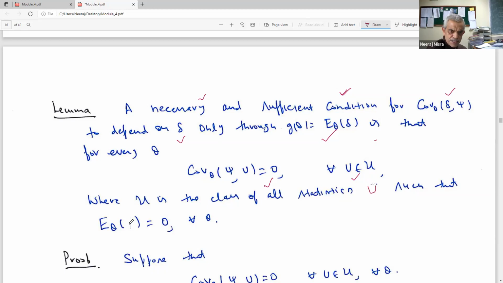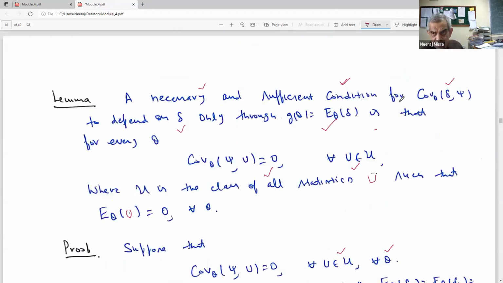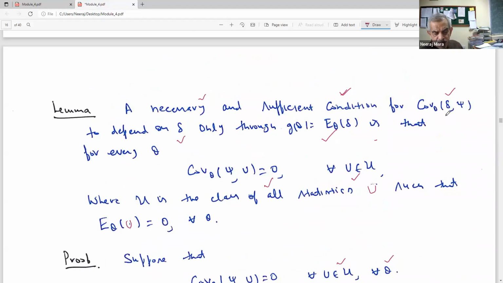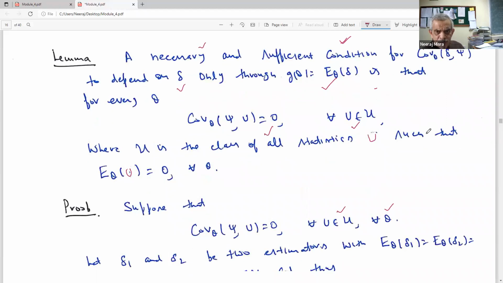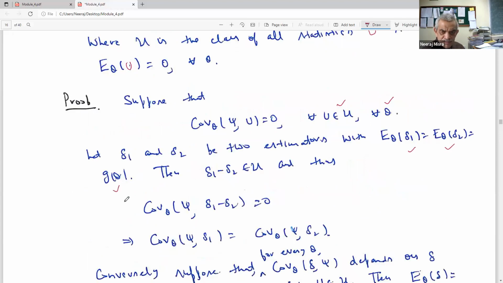Call the class of all such U, those with expected value zero, as script U. So let's try to see that. Suppose covariance of psi and U is zero for every U belonging to script U and for every theta belonging to Theta. Then I have to show that covariance of delta psi depends on delta only through its expected value. That means if I have two deltas whose expected value is the same, then the covariance with psi should be the same. So let delta 1 and delta 2 be unbiased estimators, so their expected value is g theta. Then I have to show that covariance of delta 1 and psi is the same as covariance of delta 2 and psi.